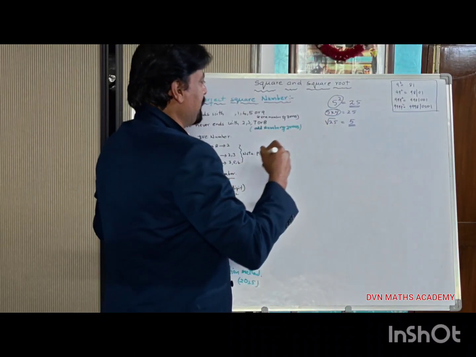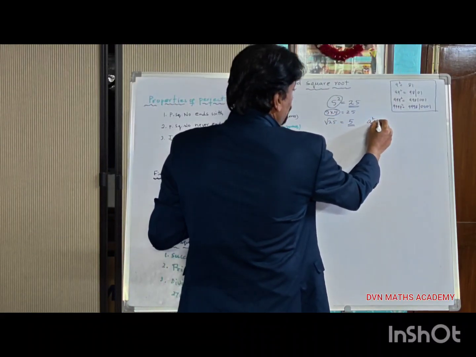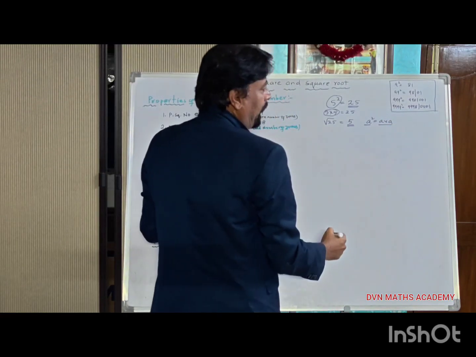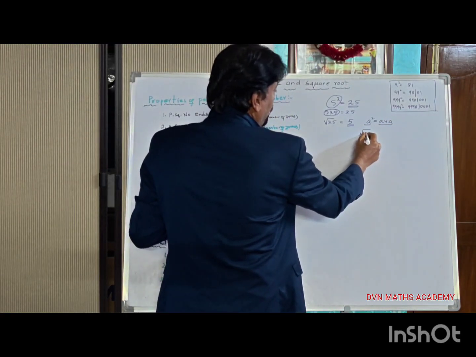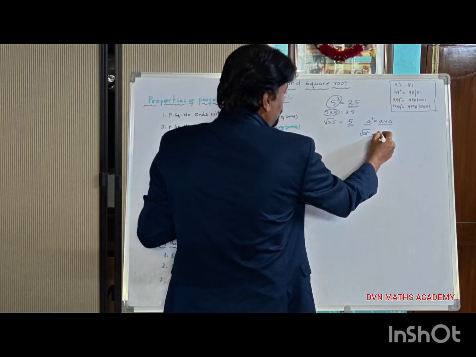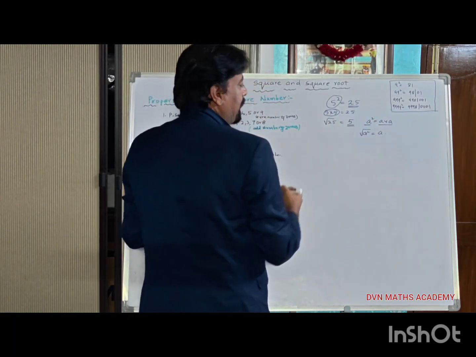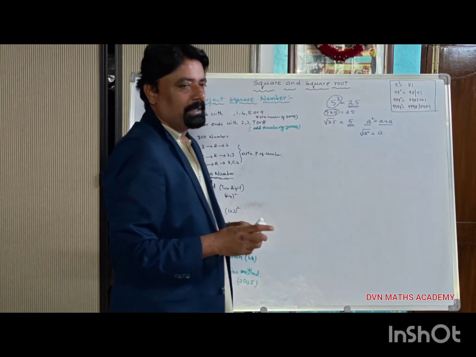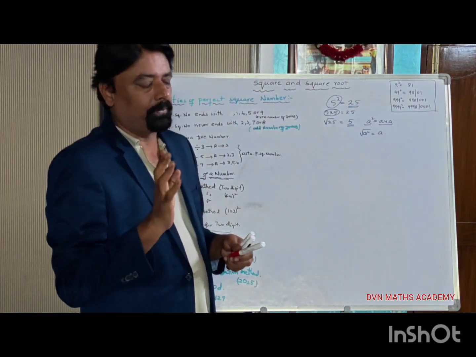What is a square? a square is equal to a into a. So a square value is a into a, and the square root of a square, from this pair of two equal factors, you write one value, that is a. Square root of a square is equal to a. So this is a brief introduction about the square and the square root.